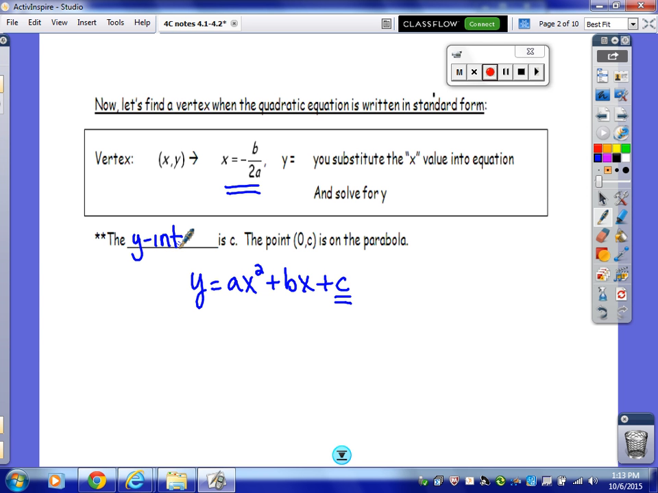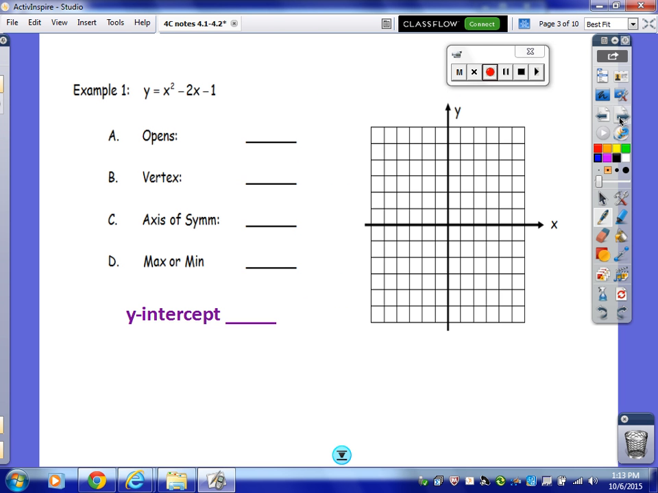All right, let's look at the following examples. So let's graph y is equal to x squared minus 2x minus 1. All right, so here a is that lead coefficient, so a is 1. Since a is positive, my graph is going to face up. So I know it's going to look like this when I'm done.